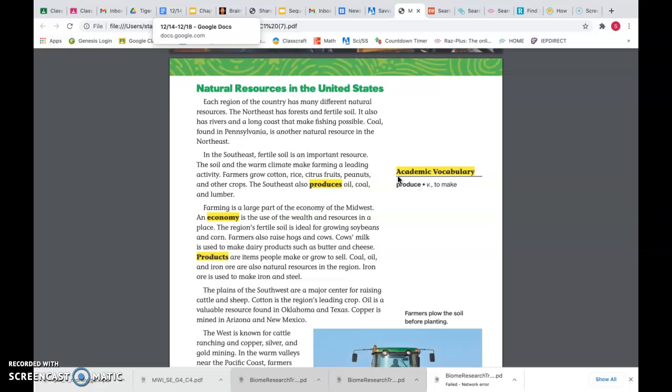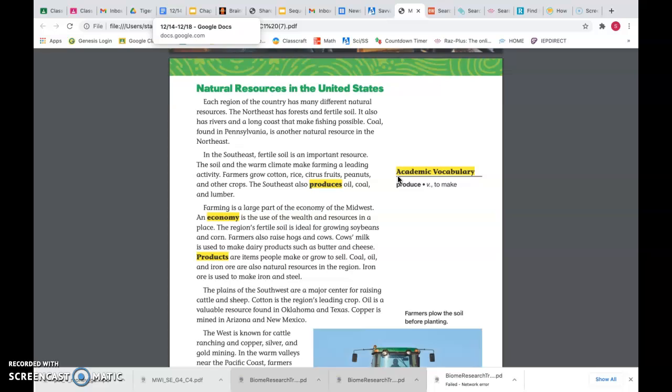In the Southeast, fertile soil is an important resource. The soil and the warm climate make farming a leading activity, which means that farming is their main resource. Farmers grow cotton, rice, citrus fruits, peanuts, and other crops. The Southeast also produces oil, coal, and lumber.